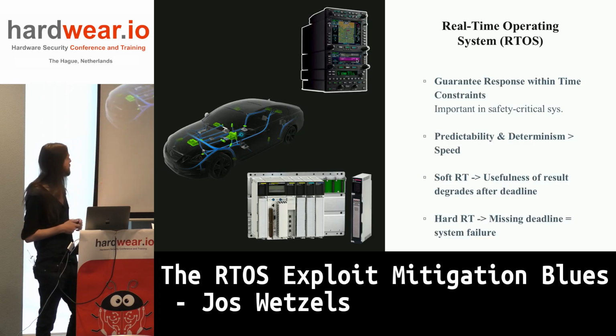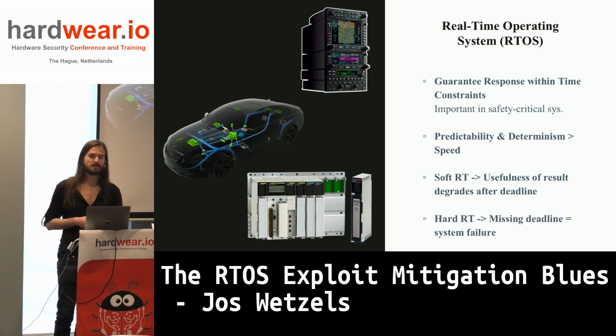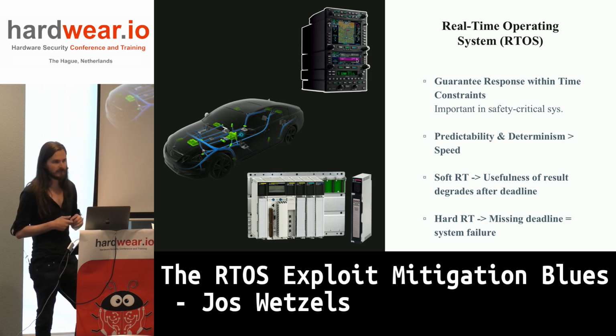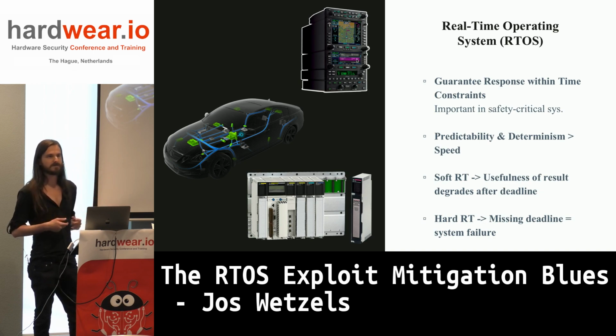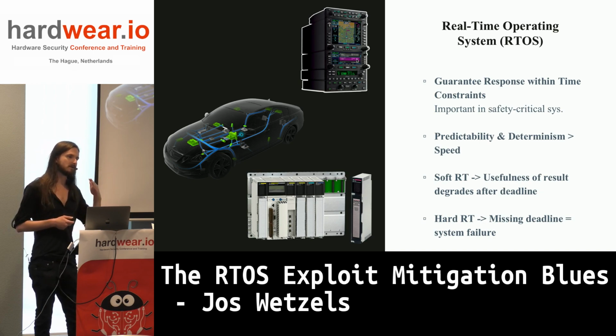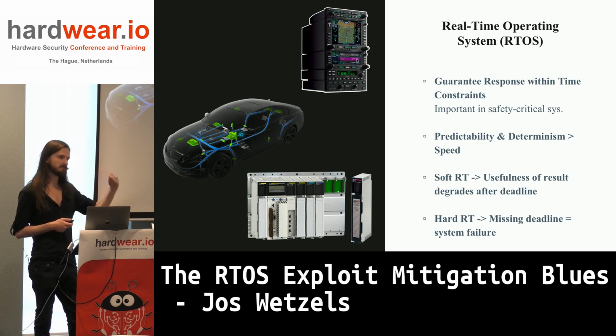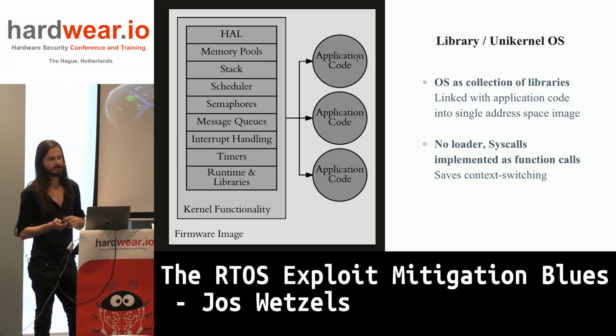So what is a real-time operating system? A real-time operating system is an operating system that is capable of guaranteeing a response time within particular time constraints. That's important in safety-critical applications, let's say braking systems in automotive, avionics flight control computers, that kind of stuff. Here it's more about predictability and determinism than about the actual speed. There's a whole spectrum of real-timeness, ranging from soft real-time requirements, where the usefulness of a particular result degrades after a deadline has been missed, to hard real-time requirements, where missing a deadline constitutes a system failure.